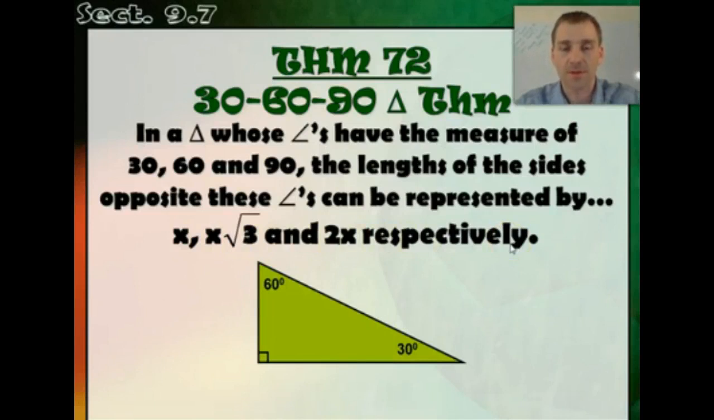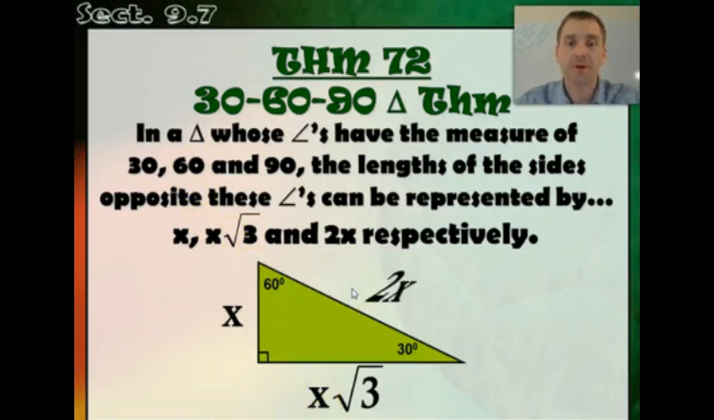What in the world does that mean? That means this. Across my 30-degree angle is what x is. So in your notes, you need to make sure you write this down and burn it to memory, just like the Pythagorean triples. Across my 30-degree angle, that's what x is. Across my 60-degree angle, that is always what x root 3 is. And across my 90-degree angle, the hypotenuse is always 2x. Always.